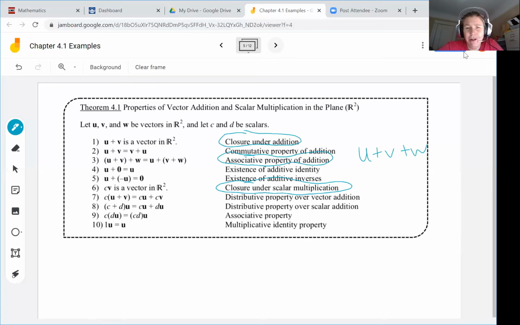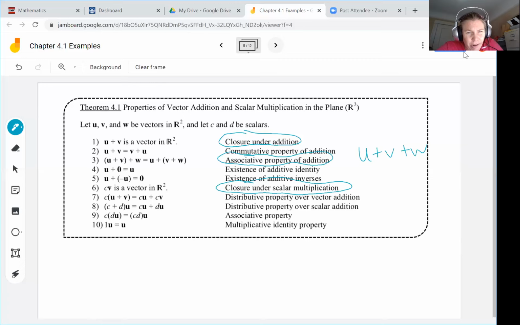The distributive property also holds over vector addition, and so our scalar c multiplied by the sum u plus v, vector u plus vector v in parentheses, you can distribute that scalar through just like with the real numbers. So you'd have c times vector u plus c times vector v when you get rid of those parentheses.